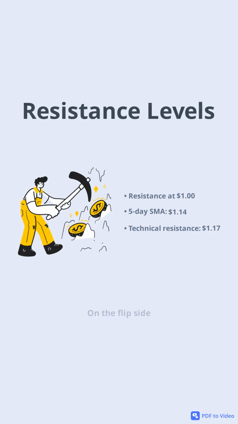On the flip side, resistance levels mark where selling pressure could re-emerge. For DVLT, the first major resistance is the psychological $1 level, followed by the 5-day SMA at $1.14 and technical resistance at $1.17. These levels will be important hurdles for any potential recovery. We'll outline these resistance zones and what it would take for DVLT to break through them.